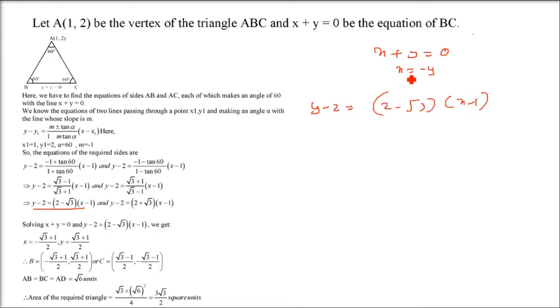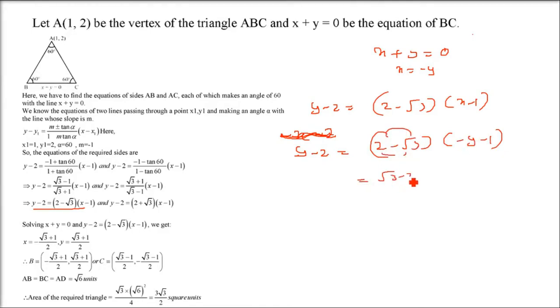Now you can put x as minus y or y as minus x, whichever way you want. So I am putting x as minus y, so it will be y minus 2 equals 2 minus root 3, and in place of x you can put minus y minus 1. So this is minus minus. Let us remove this minus minus first. If I take minus, just change the sign of root 3 and 2. So now this is y plus 1, this is y minus 2.